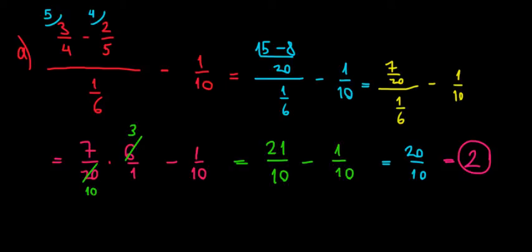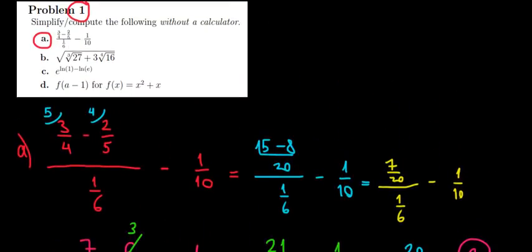Okay, that was A. Let's do B as well in this video. So what do we have in part B? We have this entire thing. Let's actually solve it right next to it. Third root of 27, and here we have fourth root of 16.